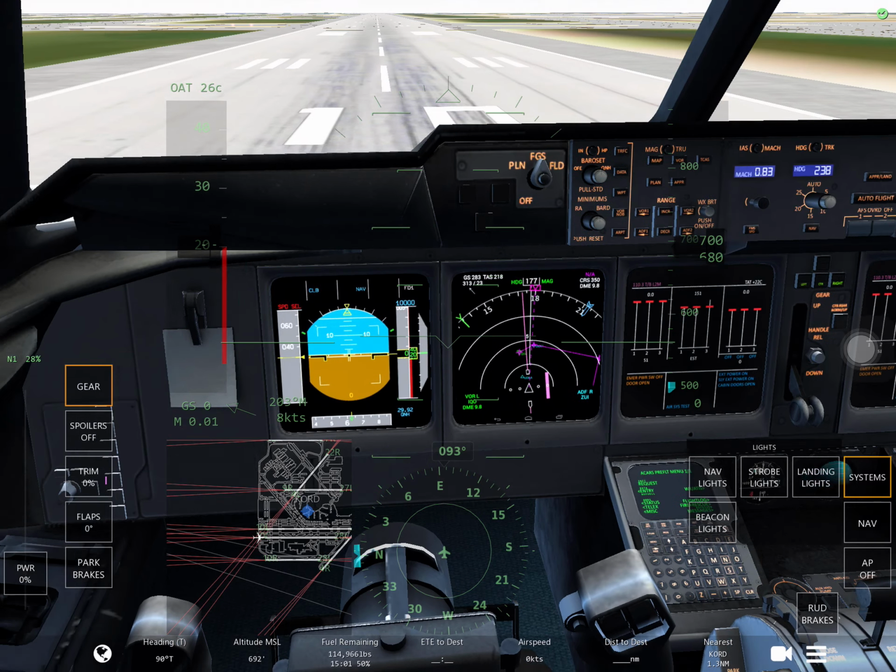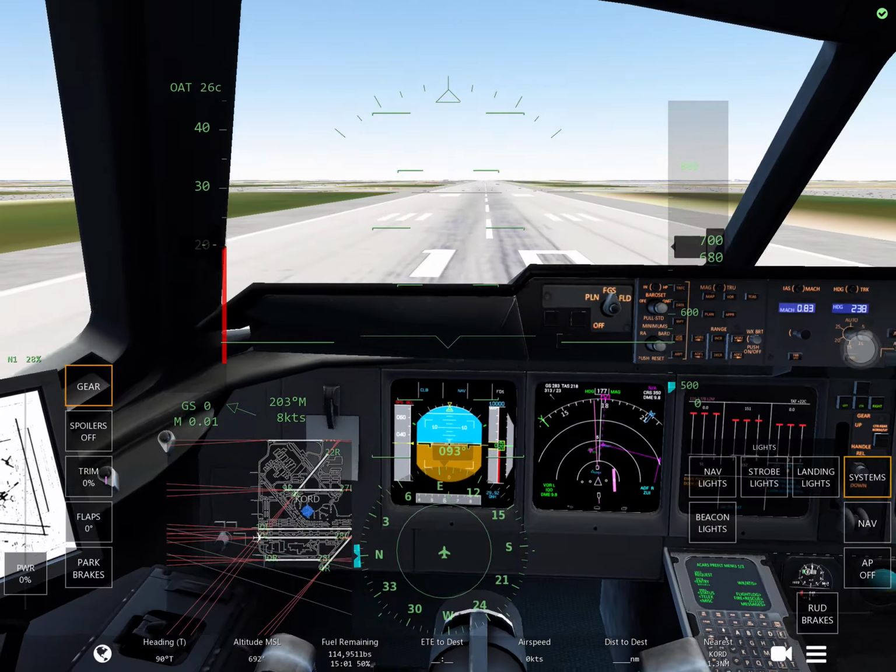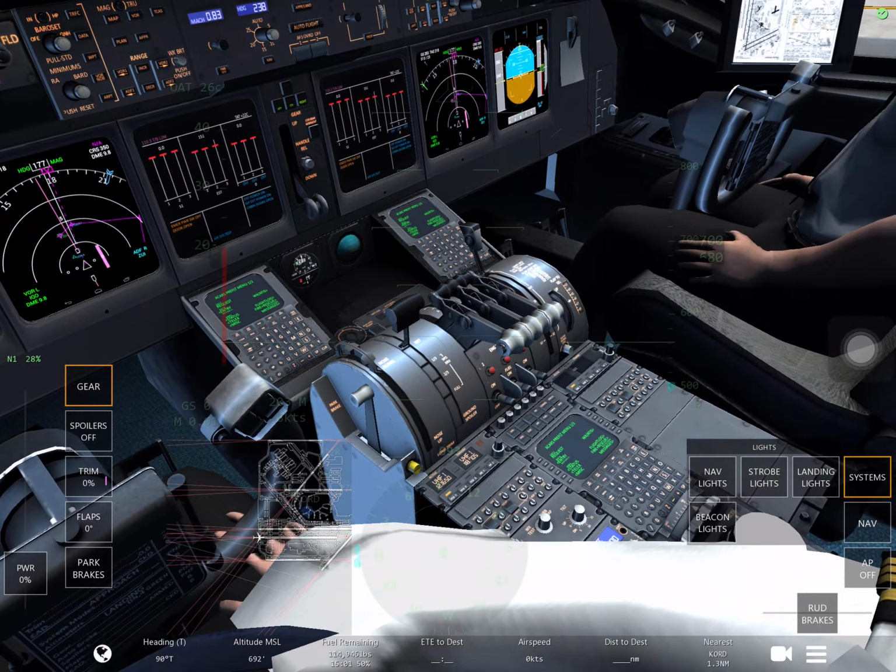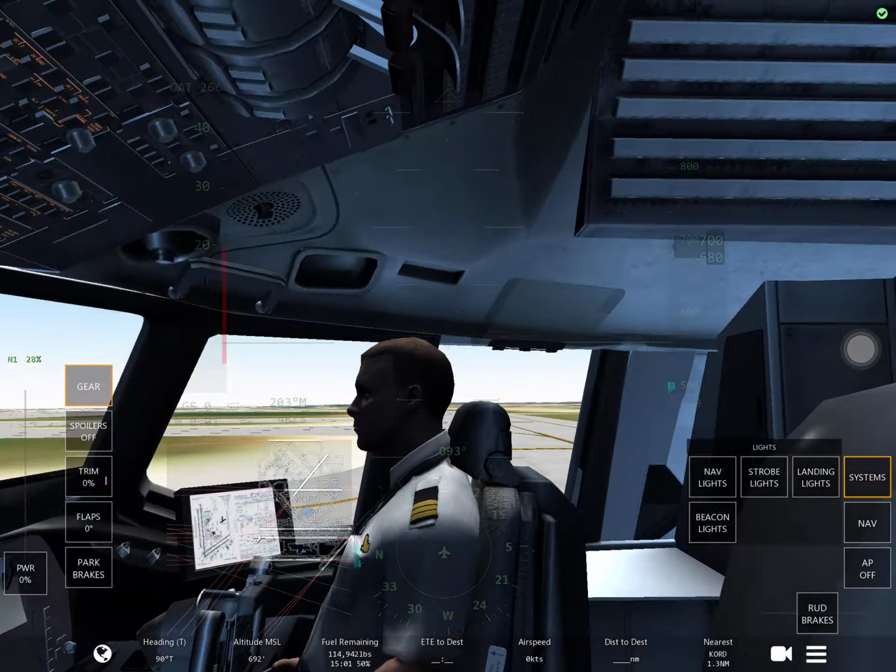In command of the jet is 53-year-old Captain Walter Lux. Captain Walter Lux is much experienced on DC-10s. First Officer James Dillard is less experienced. He is 39 years old and has very little time flying DC-10s.